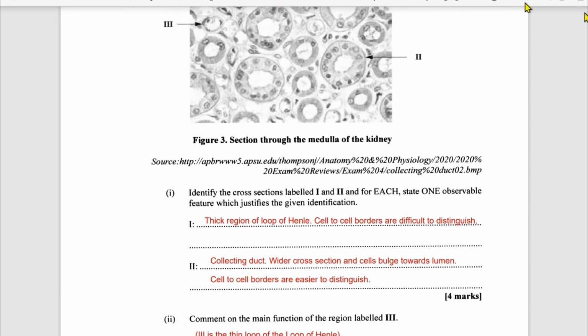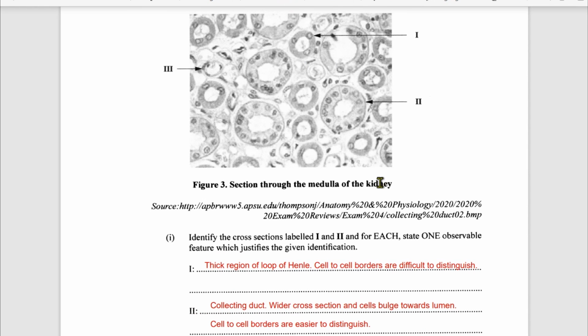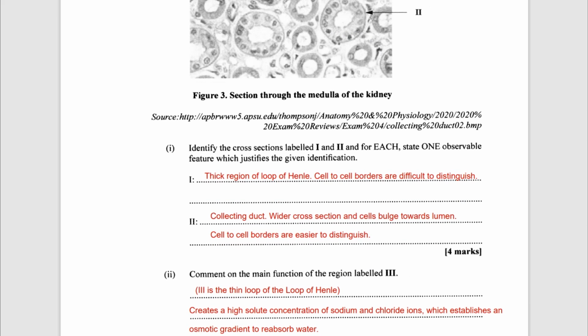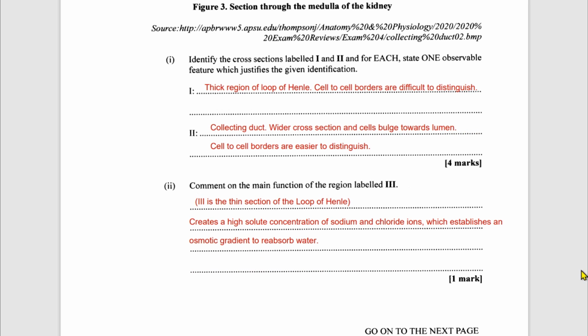The collecting duct is the label for 2, and how are you able to tell? Well, you'll see inside here, this is the lumen of the collecting duct, and the cells actually bulge towards the lumen because they would have to facilitate reabsorption of water through the aquaporins, which are water-filled protein channels in the collecting duct. The cell borders are also easier to distinguish. So once you identify each region and you give at least one reason why, you should be fine to get your 4 marks.